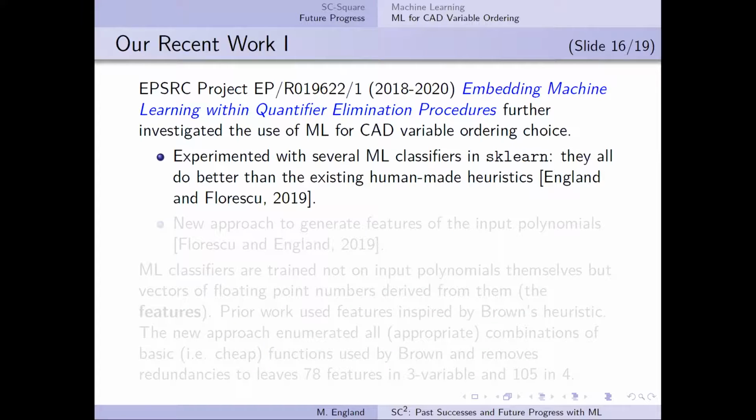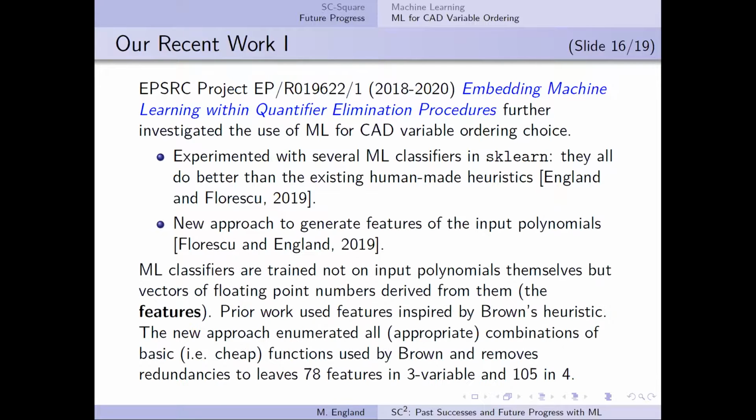And we came back to this in the last few years. I was funded by the EPSRC 2018 to 2020 to look in more detail at the use of machine learning for this problem. Together with my colleague Dorian Florescu, we looked at a variety of machine learning classifiers for this problem. We looked at different ways to generate features to feed into the machine learning. You can't just feed the polynomials directly into machine learning, or at least perhaps not a good idea. Instead, we want to try and identify key algebraic features of these.